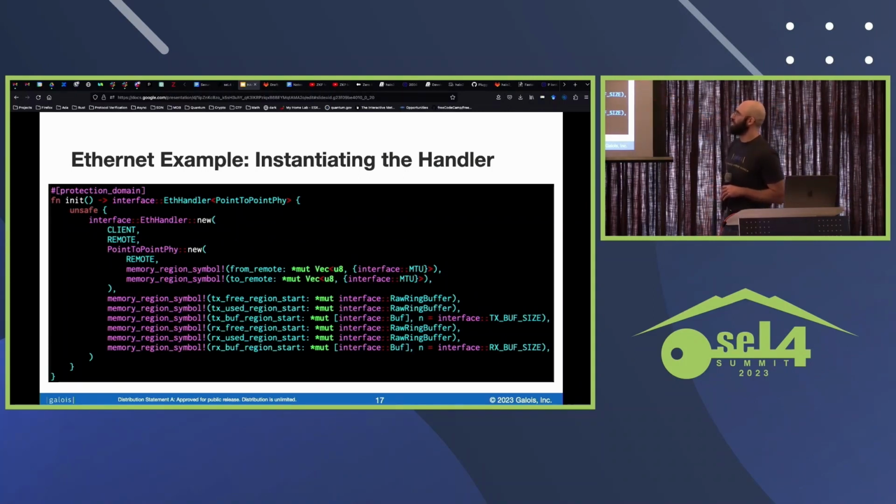Yeah, so point-to-point phi is a little toy phi that we wrote. It doesn't do interesting things, but the idea is that it's something that implements the smoltcp phi device trait, and anything that implements that trait could fit into that slot, and there wouldn't be any difference, because we're only using methods from that trait.